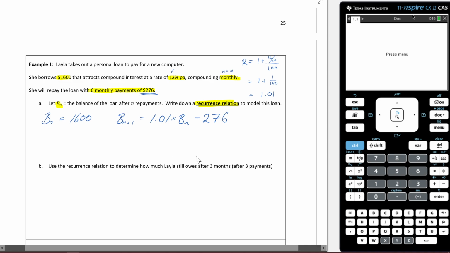Before we move on, let's just talk about each of these things because it's important that we understand it. $1,600, that's how much the loan was initially. Every month, they're charging me 1% interest on that loan, and I am paying off every month $276 of that loan. So every month, the interest that is being charged is 1%, but I'm paying off $276 every month as well. All right, let's now move on to the next part here.